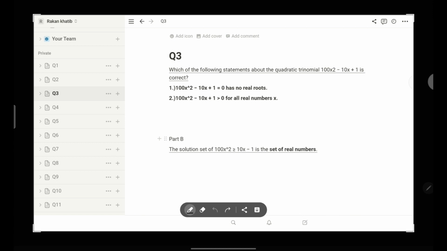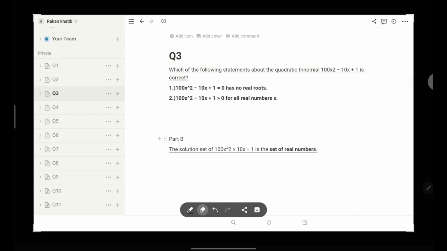Now, a way to do this is just put a positive number, put 0 and put a negative number, and see which ones are true. I like doing 1, 0, and -1, but you can really use anything. So 100 times 1 squared minus 10 times 1 plus 1, that is 100 minus 10 plus 1, that's 91. Okay, that's correct since it's greater than 0.